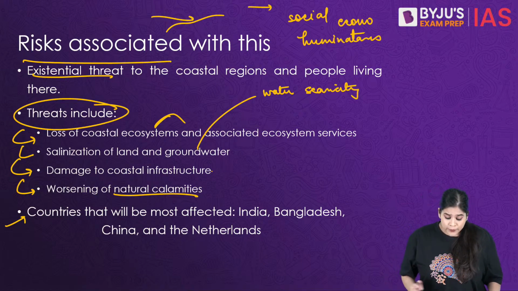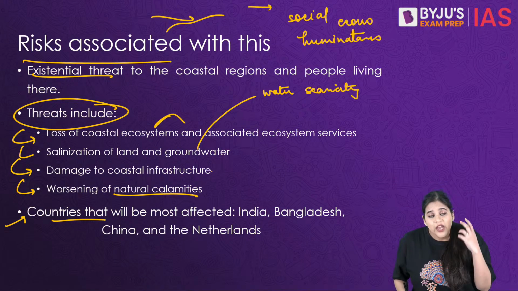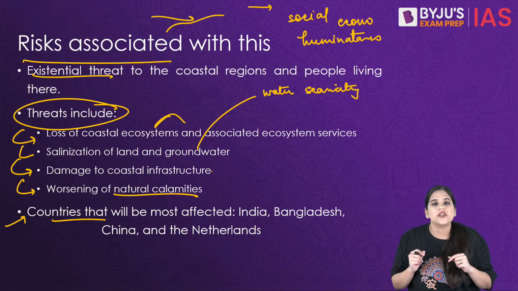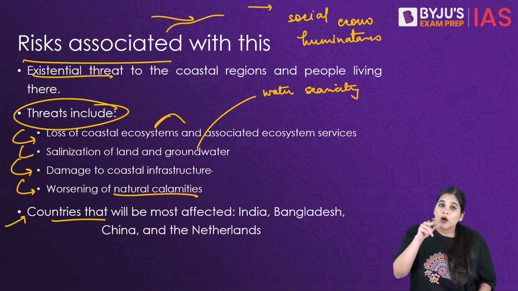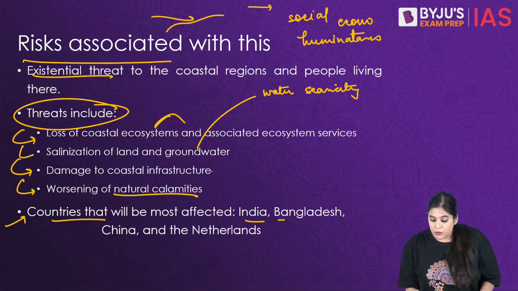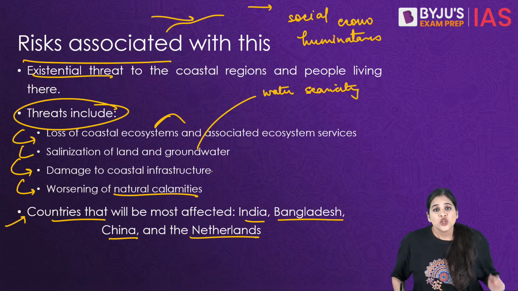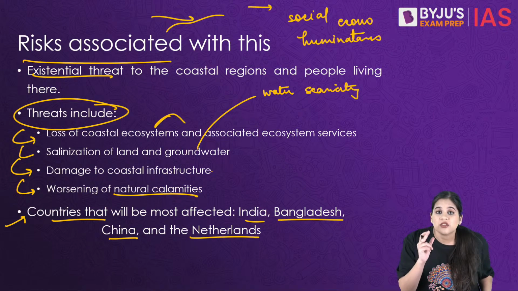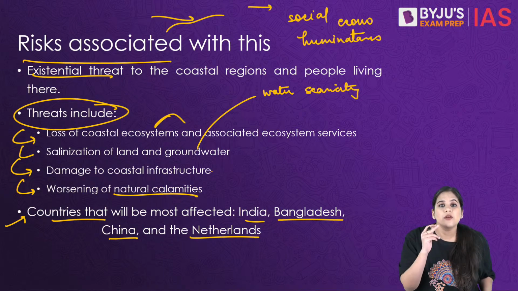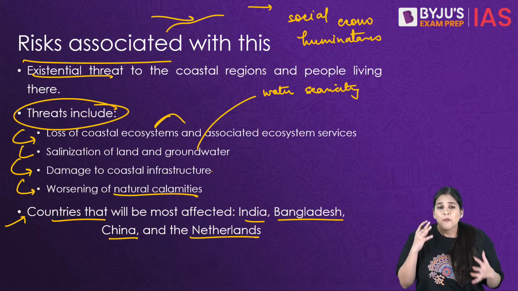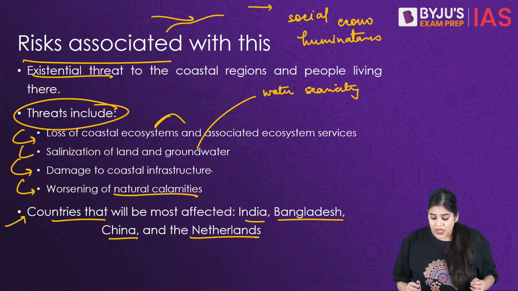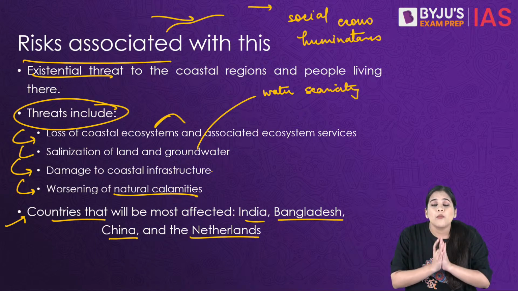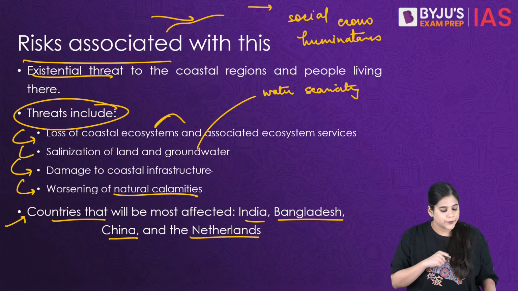Moreover, according to the report, countries that will be most affected include the low-lying island countries and countries which have a high amount of population concentration at the coastal areas. Amongst these countries come India, Bangladesh, China, and the Netherlands. So apart from the island countries, these 4 countries are at the highest risk when it comes to risk associated with sea level rise. Amongst the cities of the world, many major cities like Mumbai, Shanghai, London, New York, Bangkok, they will experience submergence of a large part of their land.